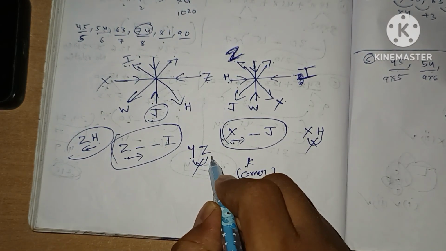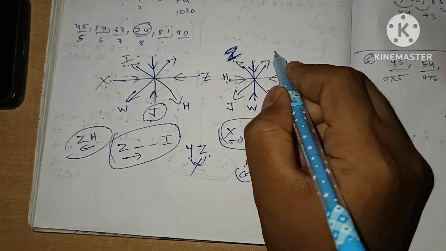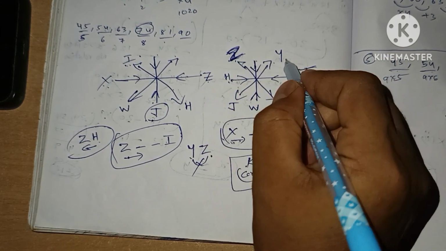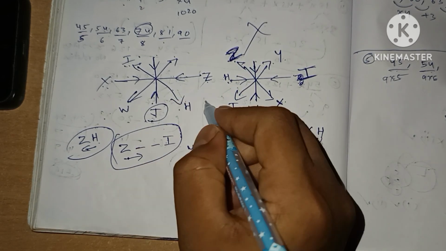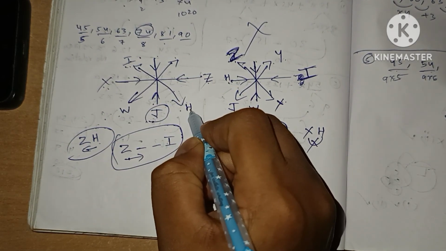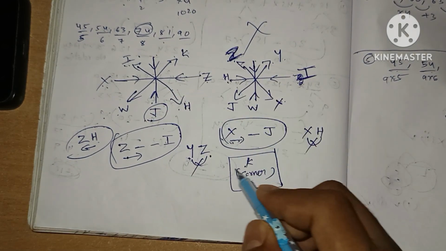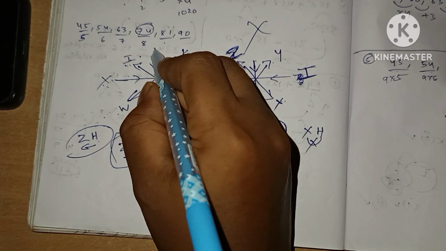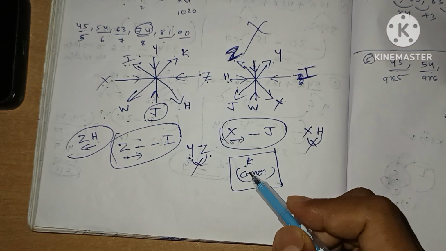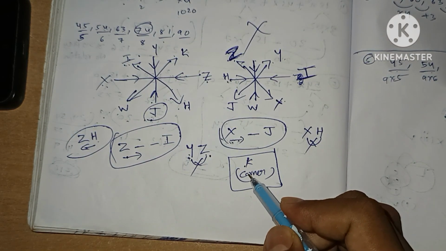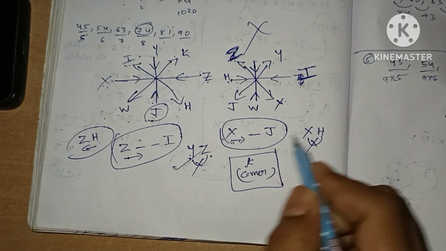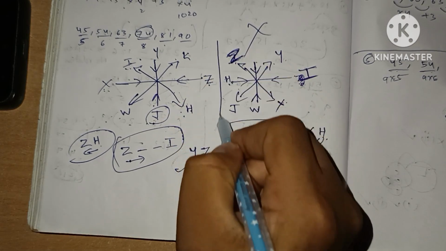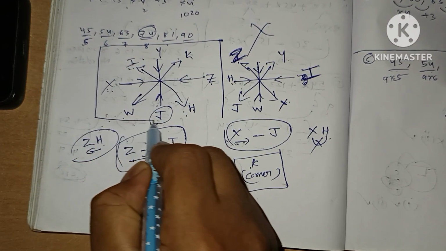Y and Z do not be adjacent to each other. So this is the place for Y. But here K sits at the corner, so there is no place for K. So this fails. In this case, 1, 2, 3, 4 corners we have. K sits at the corner and Y and Z are not adjacent. This is Z and this is Y. Okay. So we have completed this statement. X and H are not adjacent. X here and H is here. So this is our solution. This is the puzzle we got.